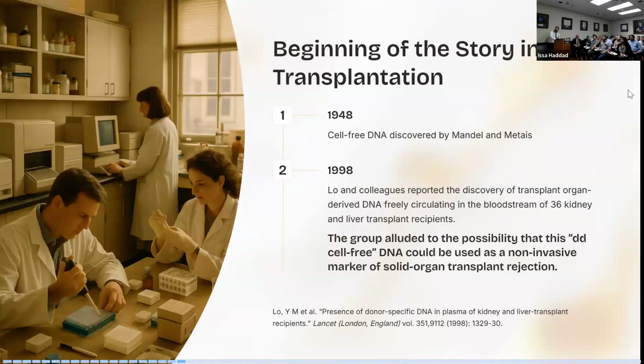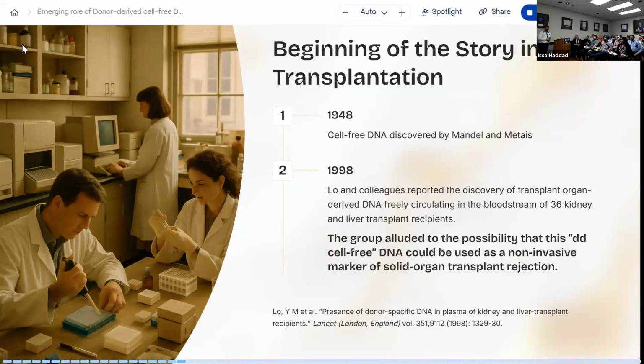So the beginning of the story in transplant, as I told you, goes back to 1948 when it was discovered by Mandel and Mathias, but it wasn't until 1998 when Lo and colleagues reported the discovery of transplant organ-derived DNA circulating in the bloodstream of 36 kidney and liver transplant recipients. And at that time, they alluded to the possibility that this donor-derived cell-free DNA could be used as a non-invasive marker of solid organ transplant rejection.